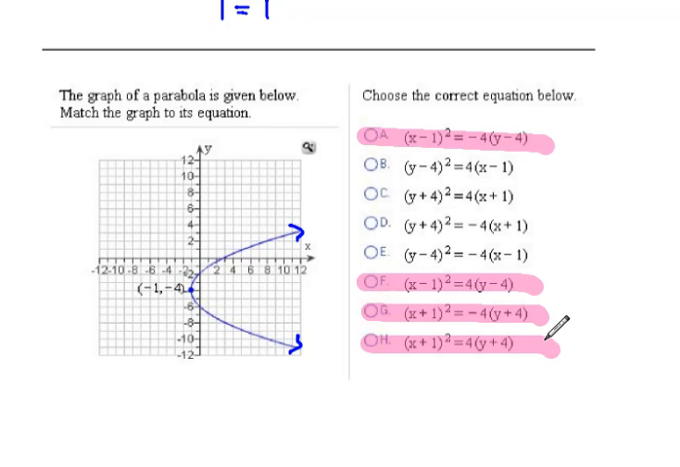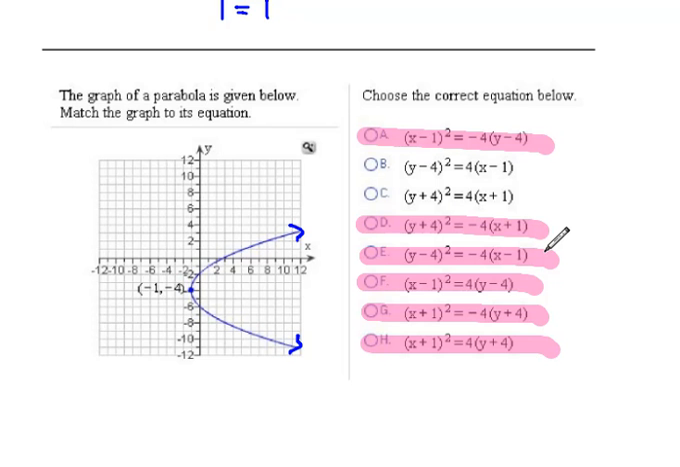Now, you can actually knock out two more choices just because, again, this thing is opening to the right. Since it's opening up to the right, that's opening in the positive direction. So that means our 4a has to be positive. It cannot be the negative. So we can knock those out from the very beginning. Alright, now we're down to two more choices.